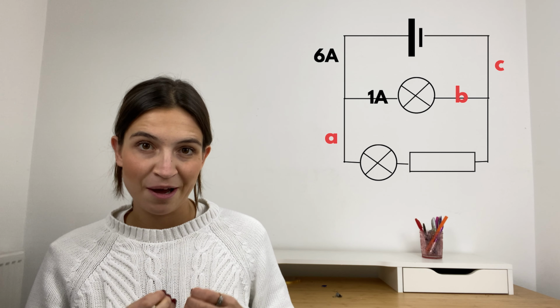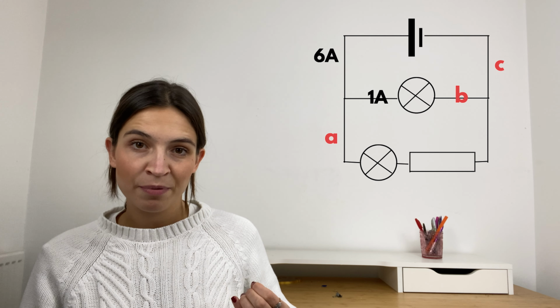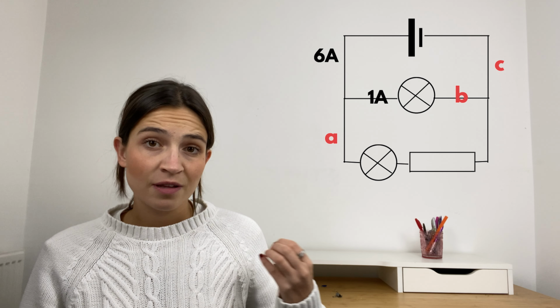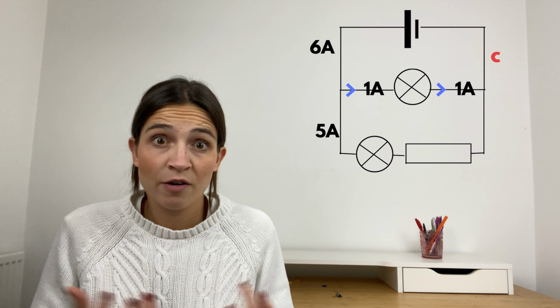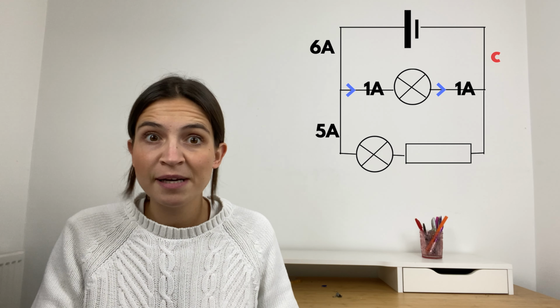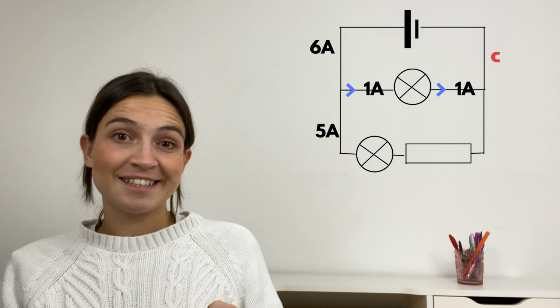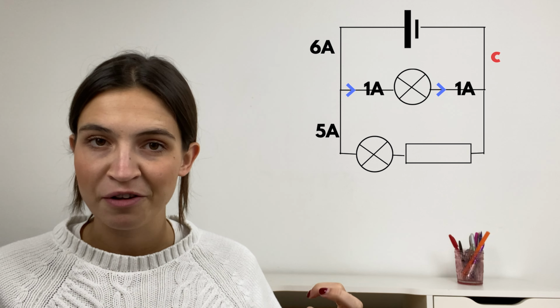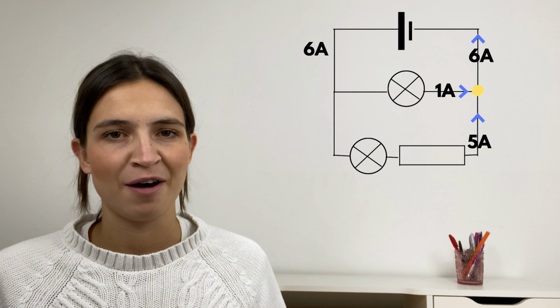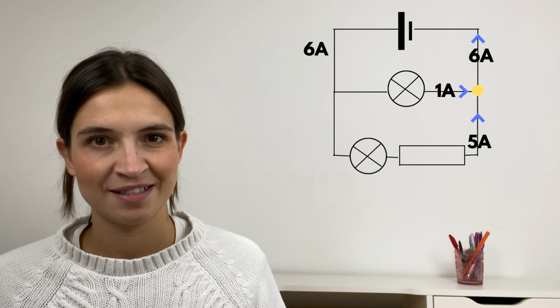In this branch at B, there is 1 amp before the bulb, and so there will be 1 amp after the bulb as well. The current will be the same because there have been no junctions for the current to split. Okay, and finally at C, we can see coming into my junction, I now have my 1 amp and my 5 amps, which means that coming out of my junction, I will have 6 amps.